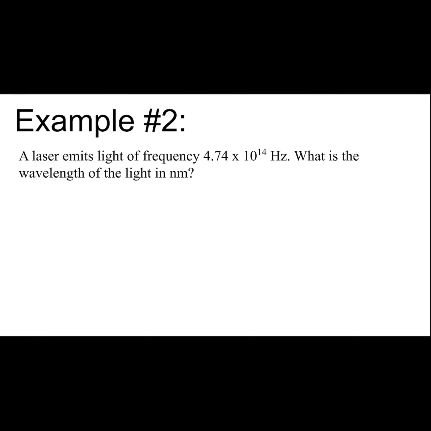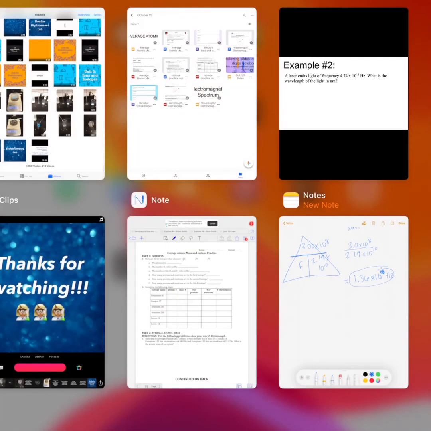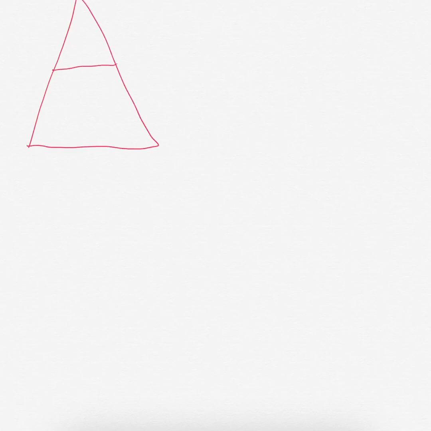A laser emits light at a frequency of 4.74 times 10 to the 14 hertz. What is the wavelength of this light in nanometers? So normally wavelength is found in meters. This one wants it to be in nanometers, so we'll have to convert here in a second. So again, I can draw my triangle just as a reminder. I know speed of light, that never changes. I'm trying to find wavelength.